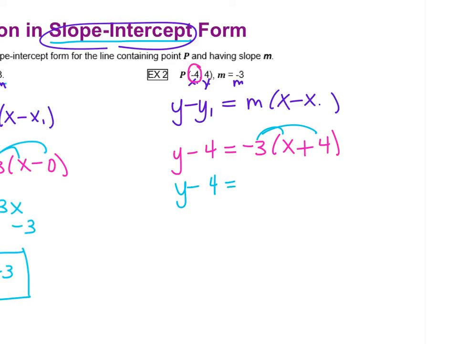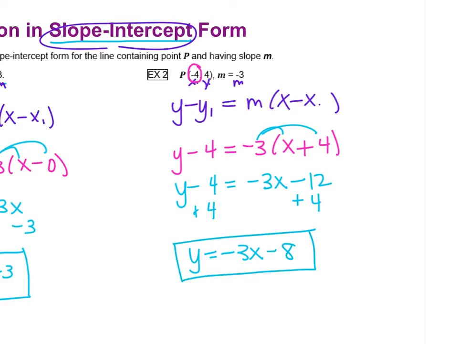So y minus 4 equals -3x. Careful about this -3 times a positive 4, that will turn out to be a -12. Then we just add 4 to both sides. We have y equals -3x. And you can see right here I'm adding it to its like term over on the side. -12 plus 4 is a -8. We have this solved for y, so we are in slope-intercept form.